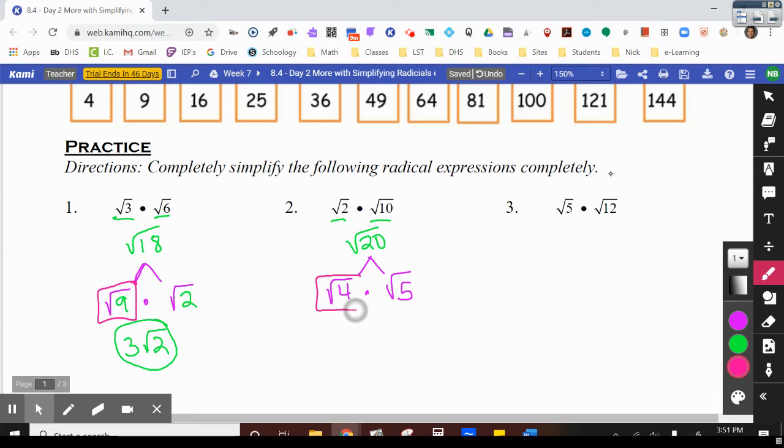The square root of 4 is a perfect square, so that square root of 4 turns into 2, and this rad 5 just stays as a rad 5. So then my final solution is 2 rad 5.